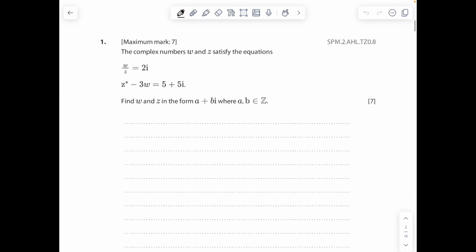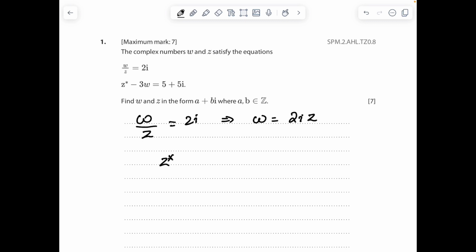First question. It says the complex numbers omega and z satisfy the equation omega upon z equals 2i and omega star minus 3 omega equals 5 plus 5i. Find omega and z in the form a plus ib. Now, what has been given is omega upon z equals 2i. What does that mean? By cross multiplication, omega equals 2iz.